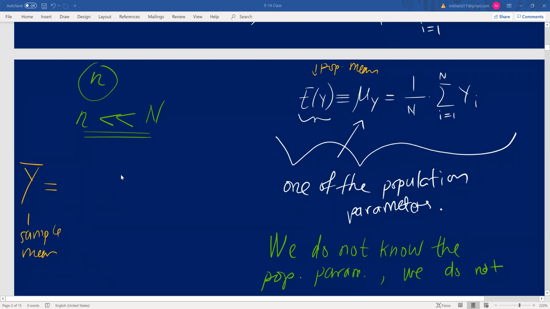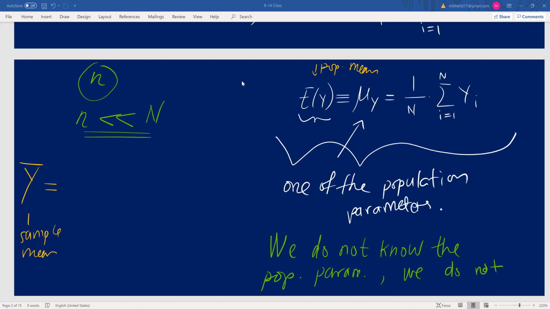So let me repeat. Mu of y is the population parameter. We don't know that because we don't have information about all the observations in the population. That's why we take a smaller sample of size n, small n, much less than capital N, the population size. And then we calculate Y bar, the sample mean. The expectation of Y is also known as the population mean, but Y bar is the sample mean. Y bar is a sample analog of the population mean. Am I clear, guys?